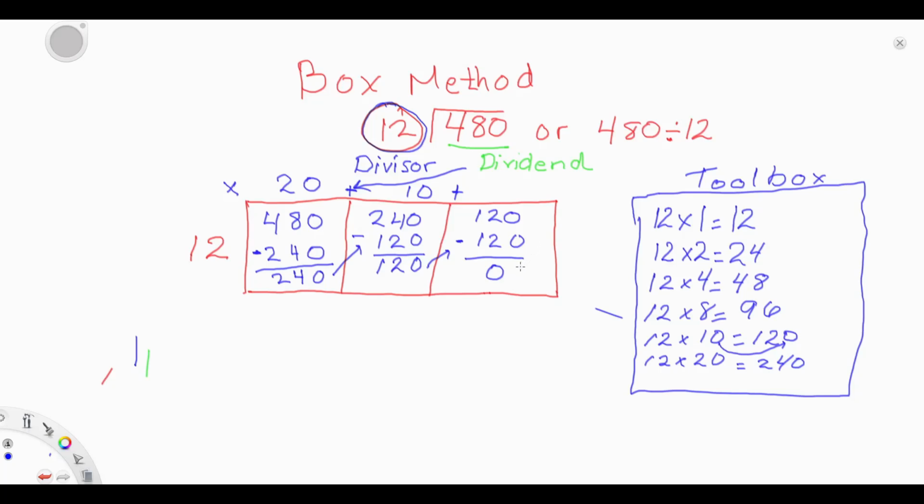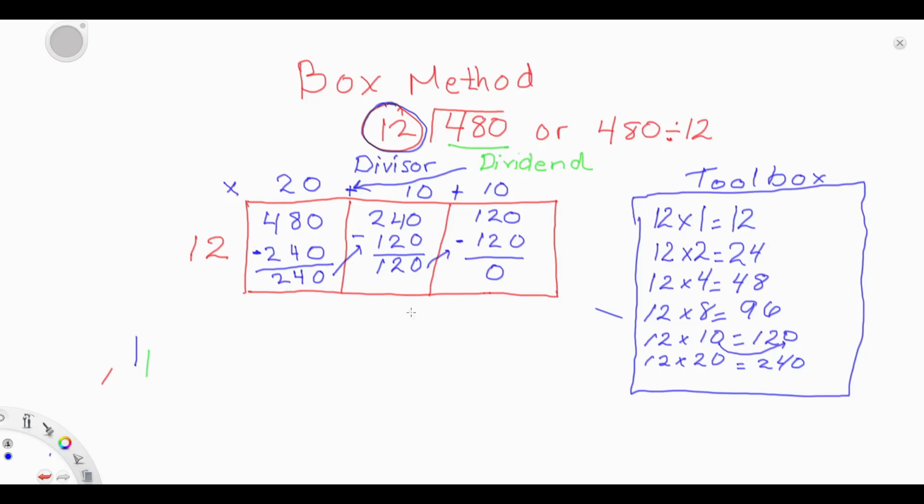There are times where, yes, you are going to have some numbers left that cannot be divided equally. Those are what we call remainders. So there are going to be times where you have a remainder. But 480 with no problem can be divided evenly by 12. So I know that 12 times 10 is 120.